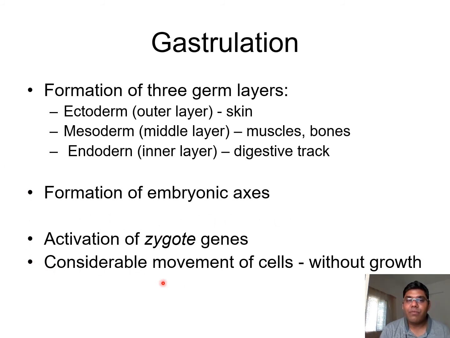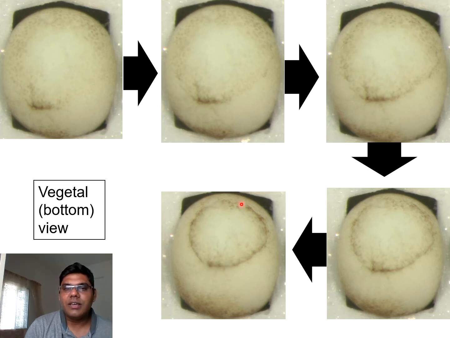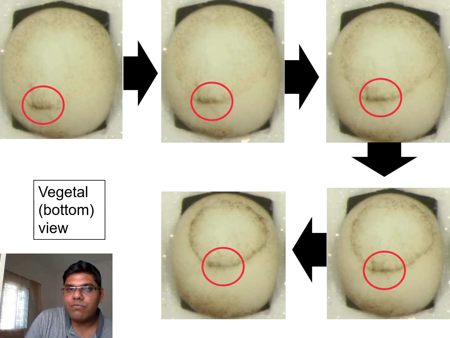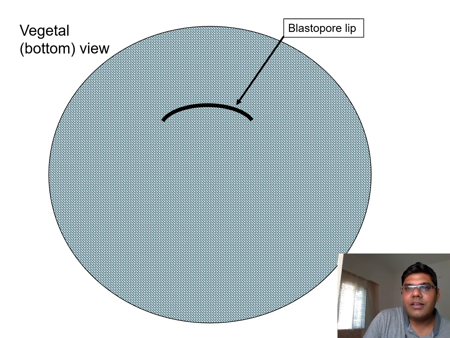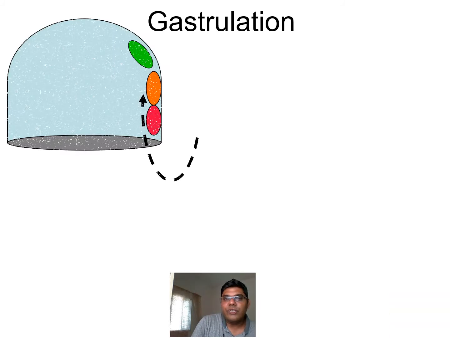And at this specific point, there is activation of zygotic genes, wherein there is a considerable movement of the cells within. So you can see here how the movement of the cells within the fertilized egg or the zygote is happening. You can monitor the movement in these pictures, and you can see there is a blastopore lip, and gradually the blastocoele is seen, whereas during the gastrulation, these cells start to align themselves in a specific axis, and the cell starts to move.